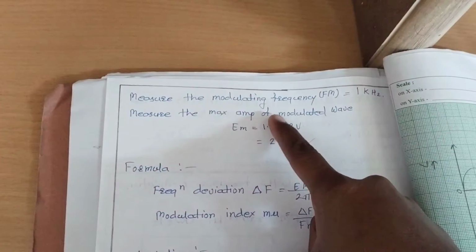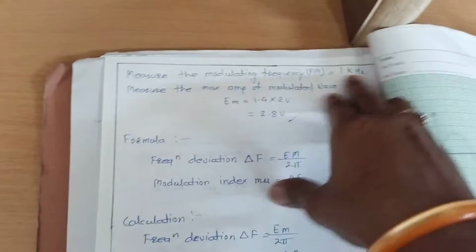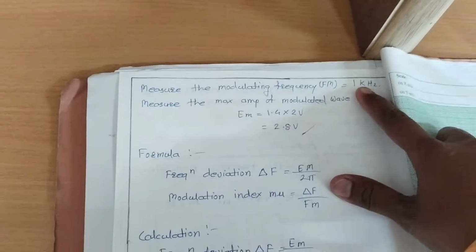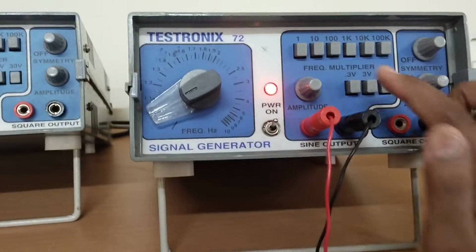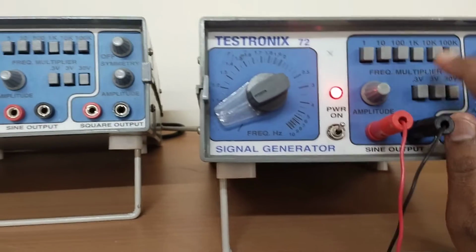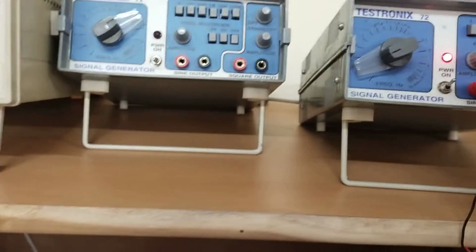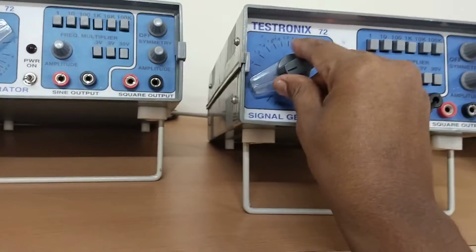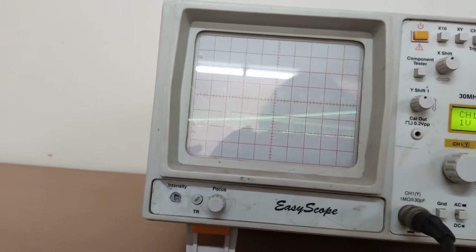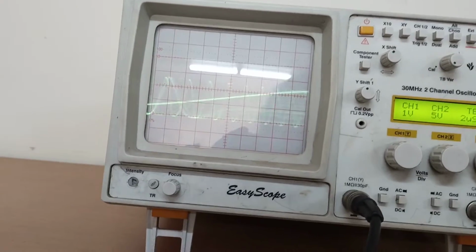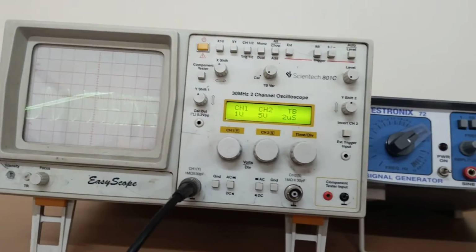Then second, we measure the modulating frequency. In the modulating frequency we measure 1 kilohertz. So here the frequency generator FG is on, set to 1 kilohertz frequency. We adjust this frequency and observe the output on the CRO as the modulating signal.